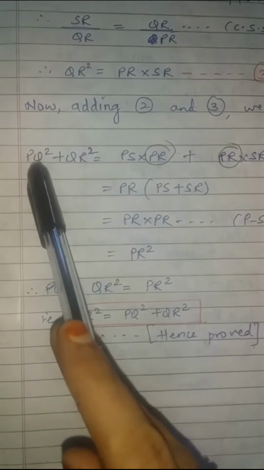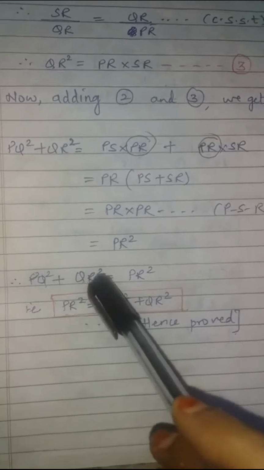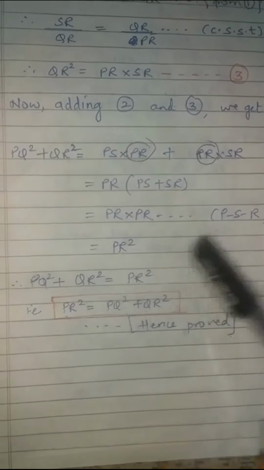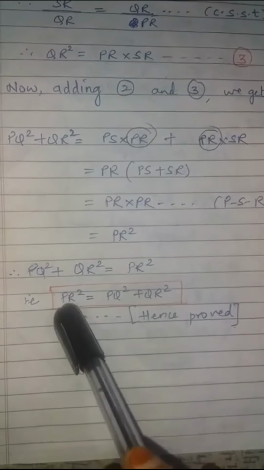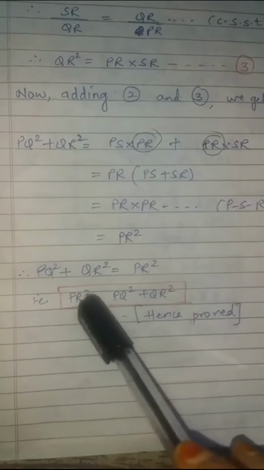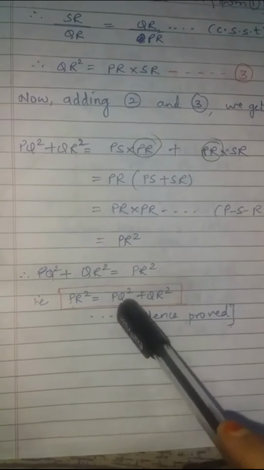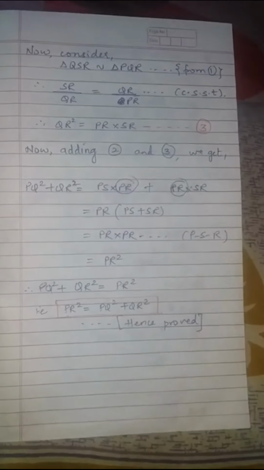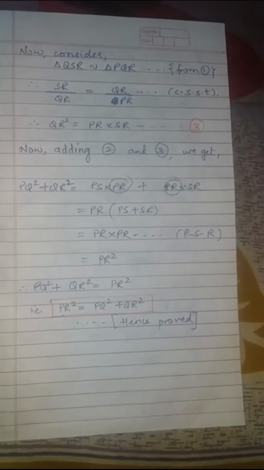So here we started with PQ square plus QR square is equal to PR square. Just taking the other way around, we have PR square is equal to PQ square plus QR square. That is, the square of the hypotenuse is equal to the sum of the squares of the remaining two sides. Okay, so this is the other part of the proof.